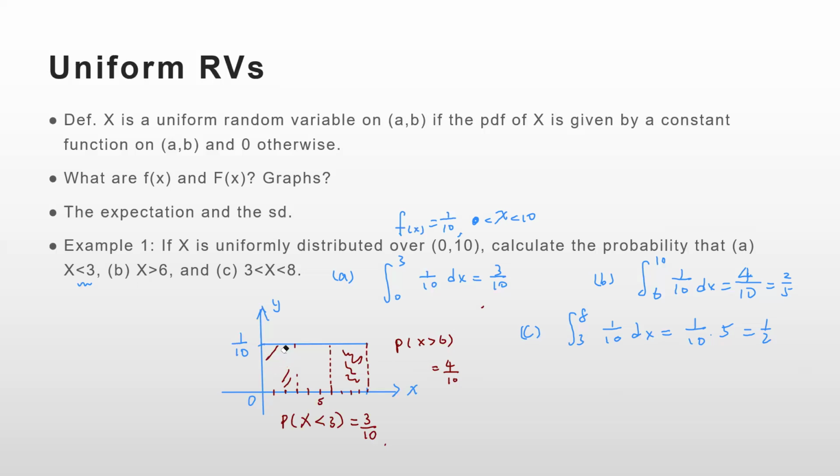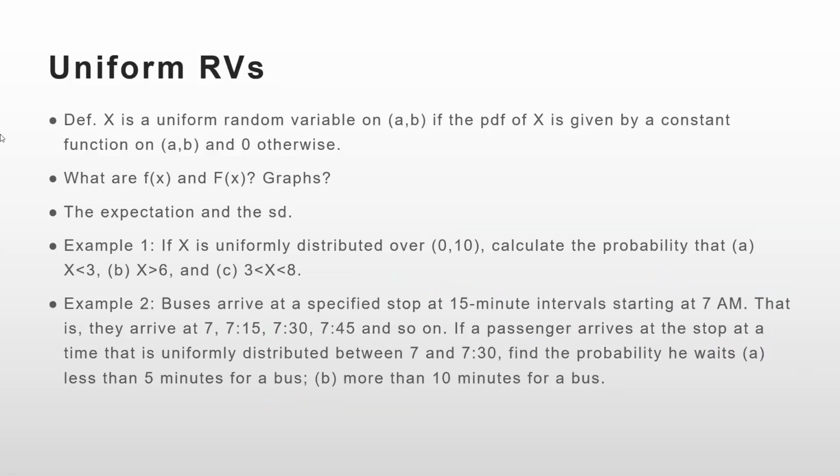Now, from 3 to 8, it's very similar. Okay, 3 to 8. Three is here. That means the probability is the area of this rectangle with base length 5 and height 1/10. So that's half. Okay. All right, I think we are okay with this problem. Let's move on to the next one, which is a little bit more complicated.